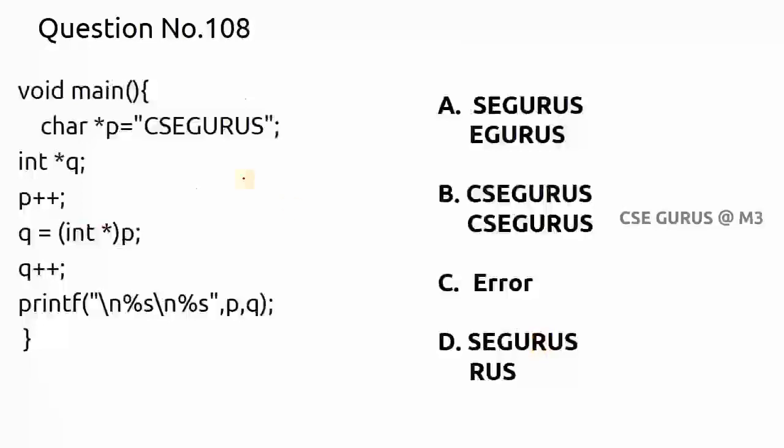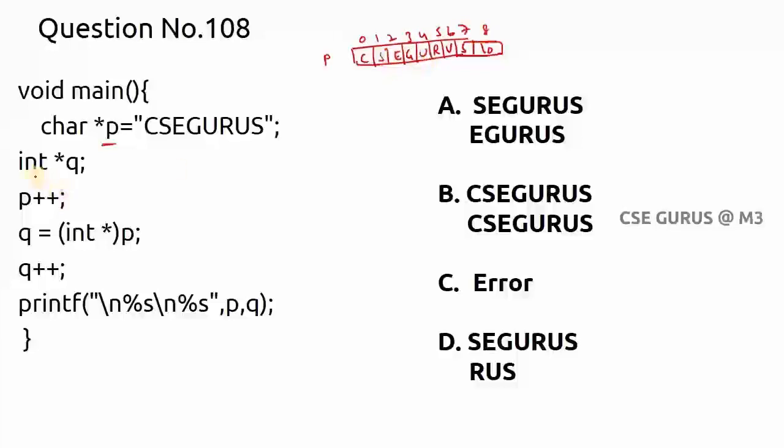Coming to question number 108. Void main, here I have taken a character pointer p with a string, that is CSE GURUS, and I have taken an int pointer q, then p++. First we'll see how it will be stored. If I write char pointer p equals CSE GURUS, how can p be stored? Let us suppose it is a character array. The characters will be stored like this, with the index starting from 0: CSE GURUS. The last character will be the null character.